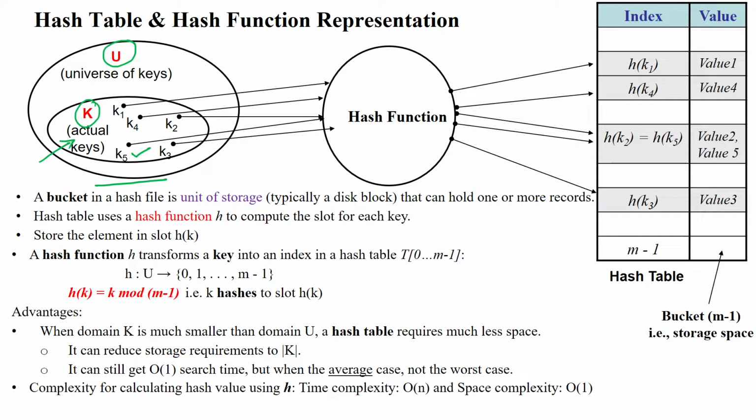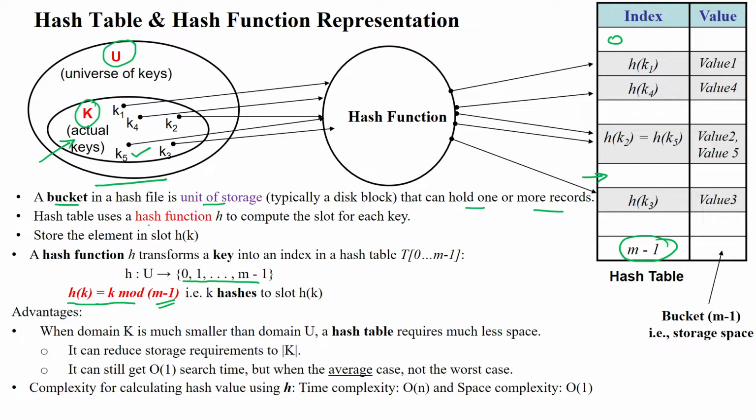Here the hash function is represented with the mathematical formula h of k equal to k mod m, where m is the table size. The index of the table is taken from 0 to m minus 1. So that's what is mentioned here: 0 to m minus 1 is the table size. Each slot is called a bucket in the table. So here we have a number of slots. Each slot is a unit of storage, called a bucket, that can hold one or more records or data.